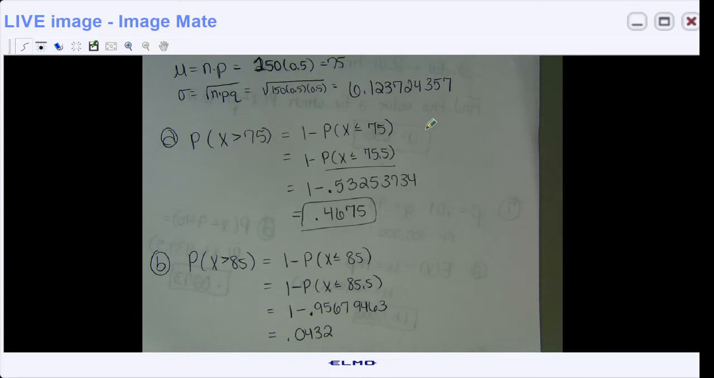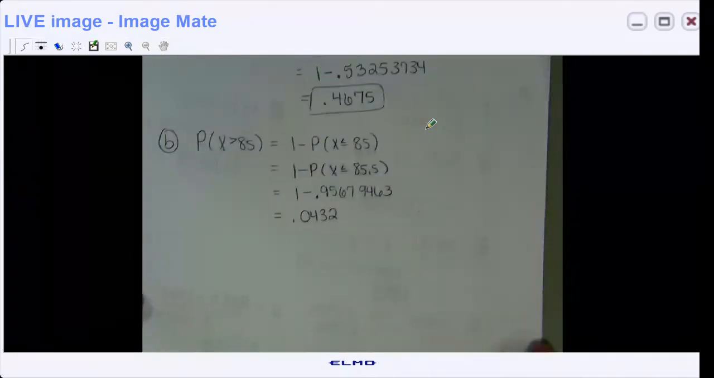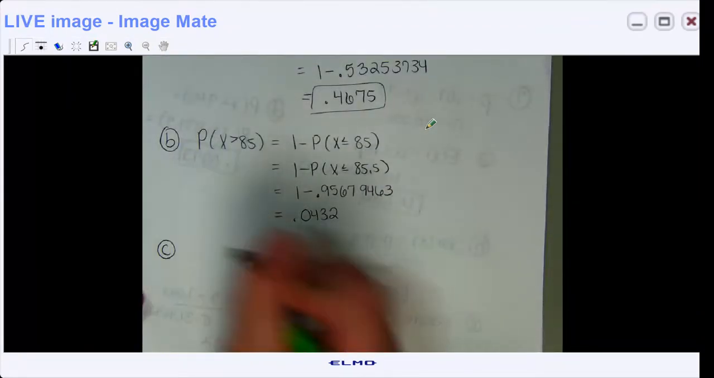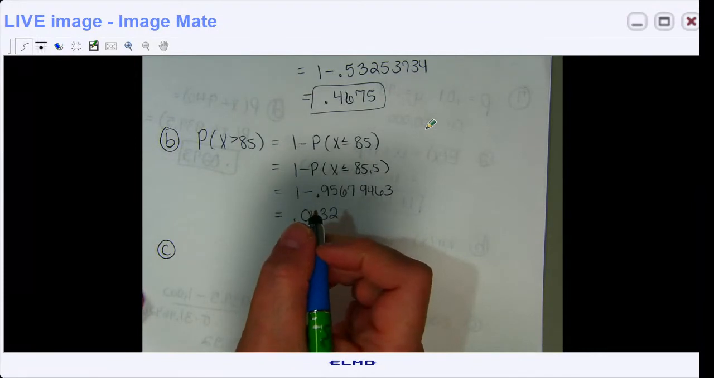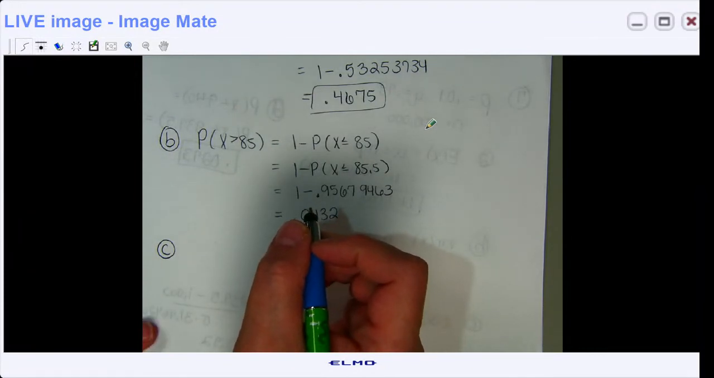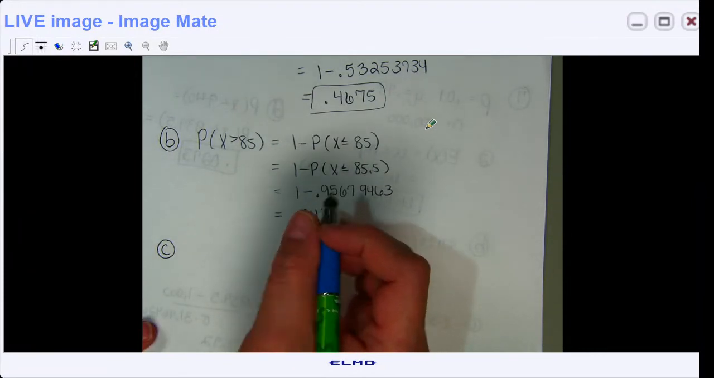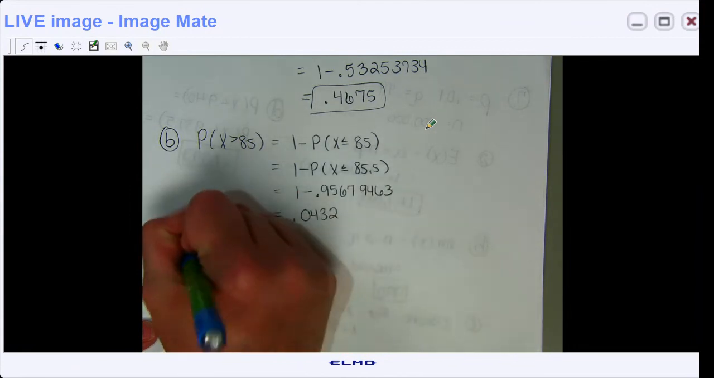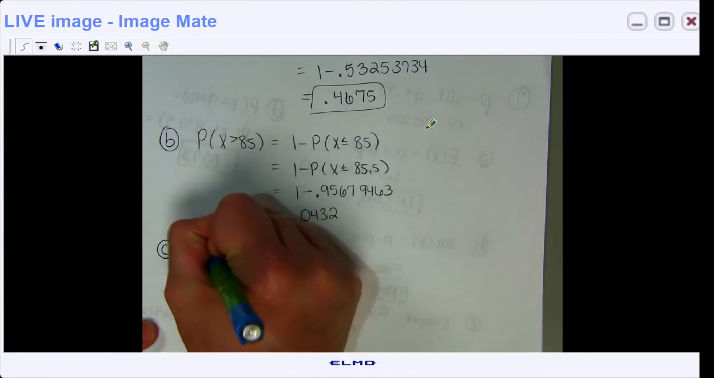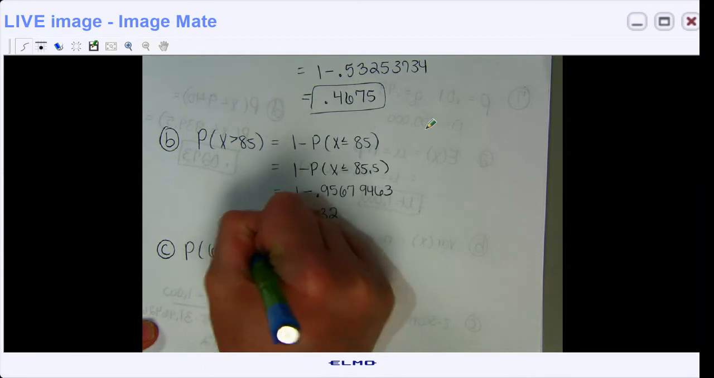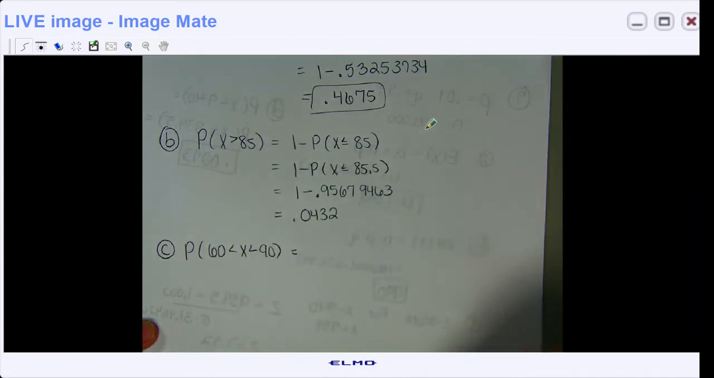Any questions so far? Part C is a little different. Part C is asking what is the probability that more than 60 but less than 90. So basically between 60 and 90.